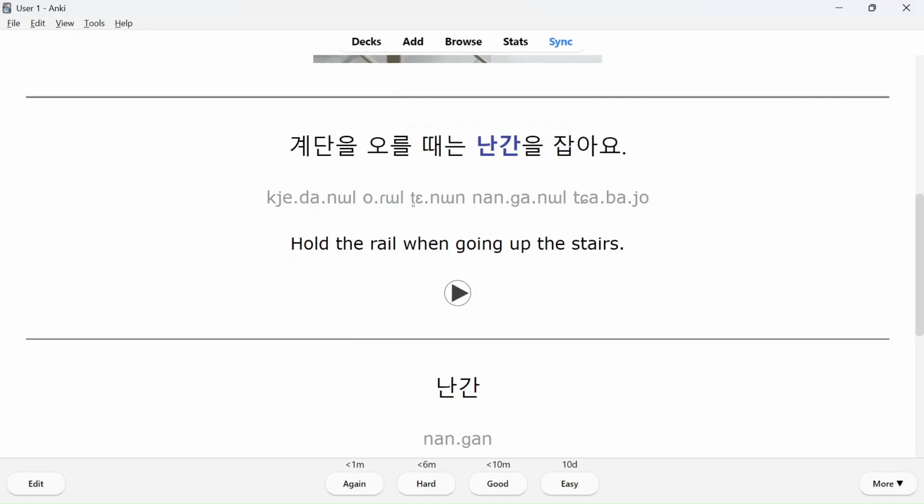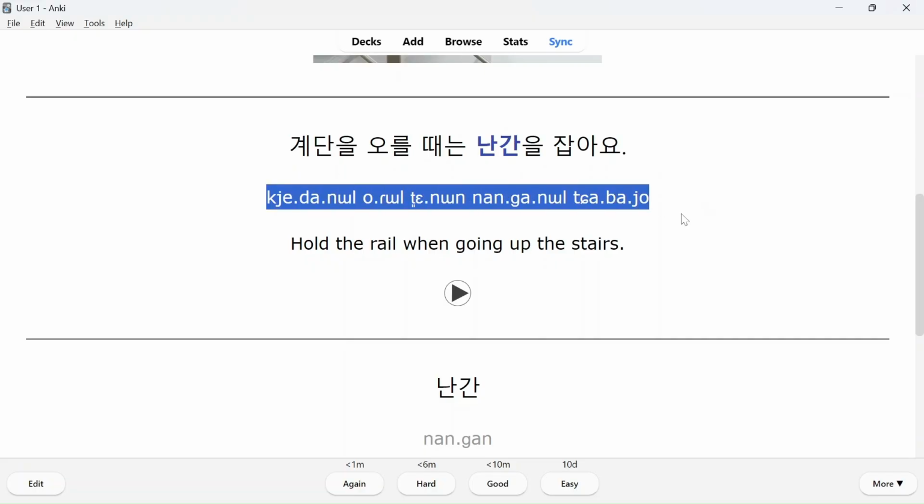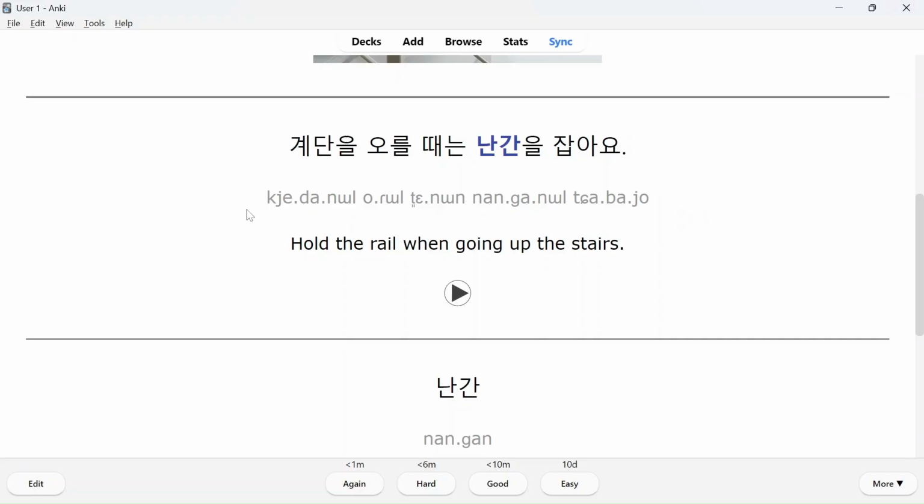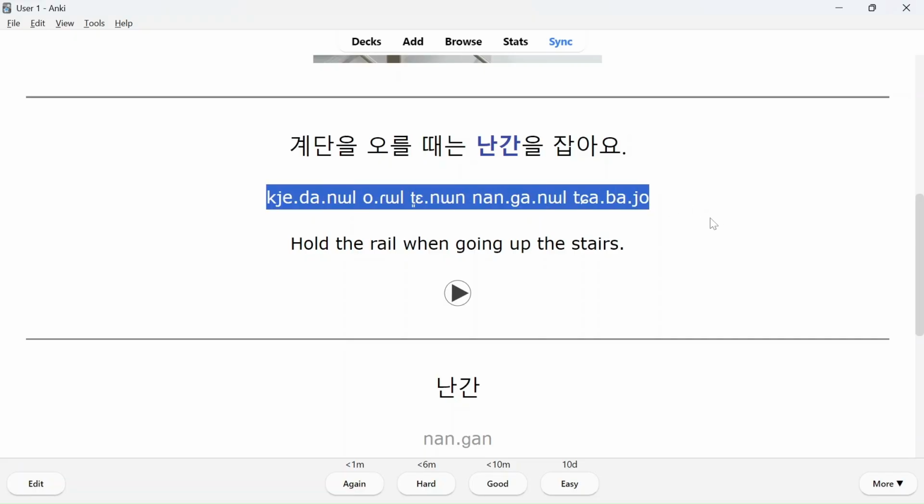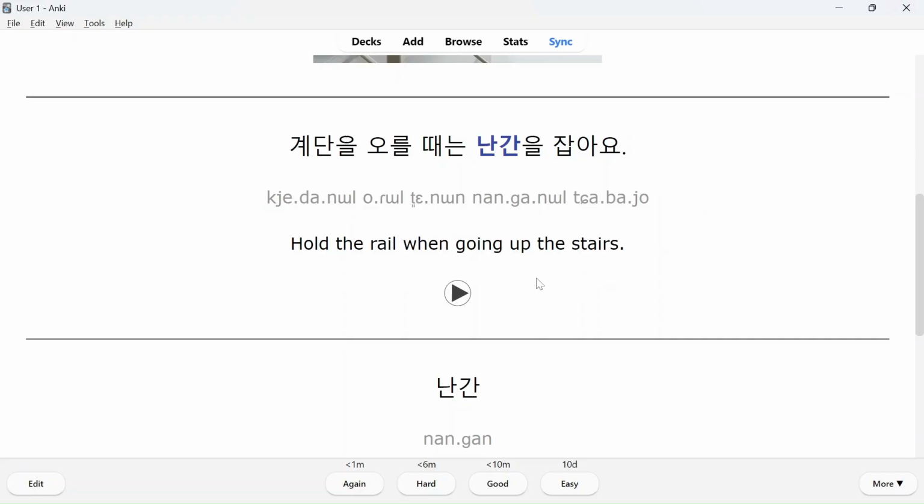So let's do a small recap. We have the sentence area over here with the correct word bold and in the color indigo so that you can immediately spot the correct answer. We have over here the IPA notation. And this IPA notation will really help you when it comes to your pronunciation of Korean and the Korean sentence. We have the English translation sentence and we have audio. 계단을 오를 때는 난간을 잡아요.